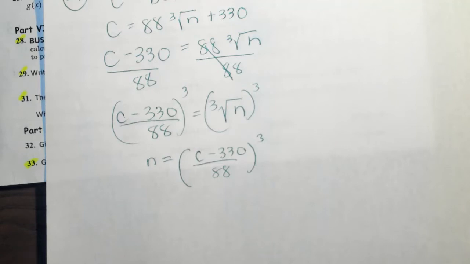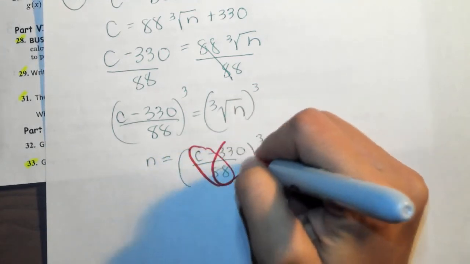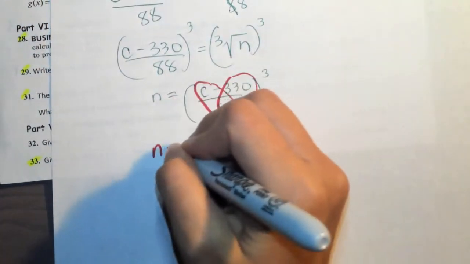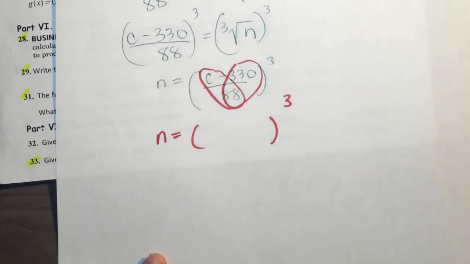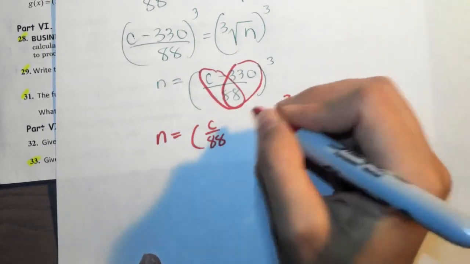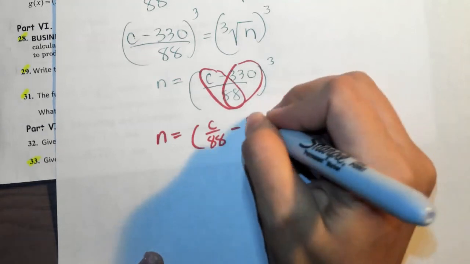And I can go ahead and do an I heart math right here to simplify further. I heart math, math hearts me, doing my math correctly. This would be c over 88 minus, and then 330 divided by 88. If I reduce that, that's 15/4.